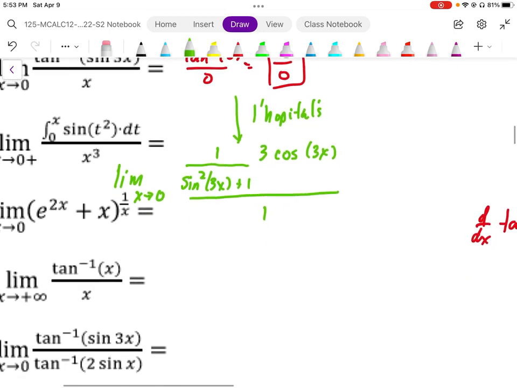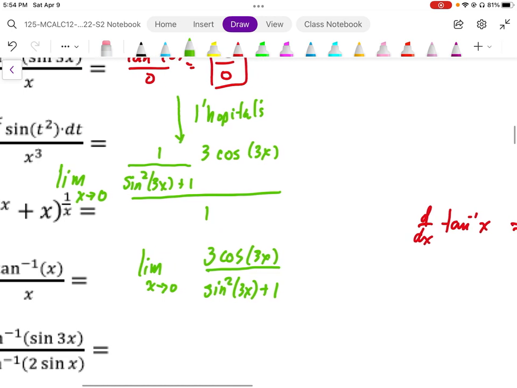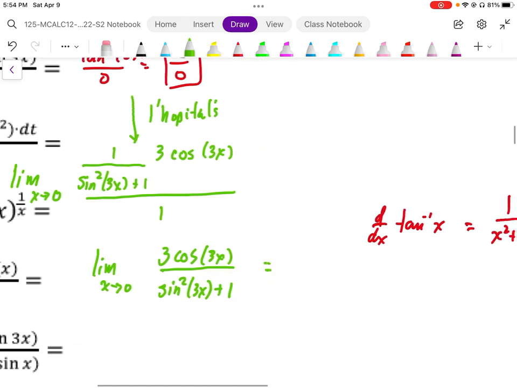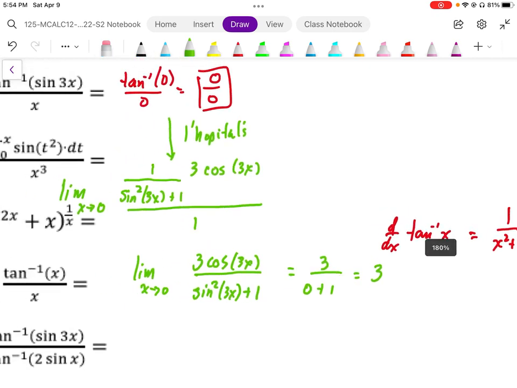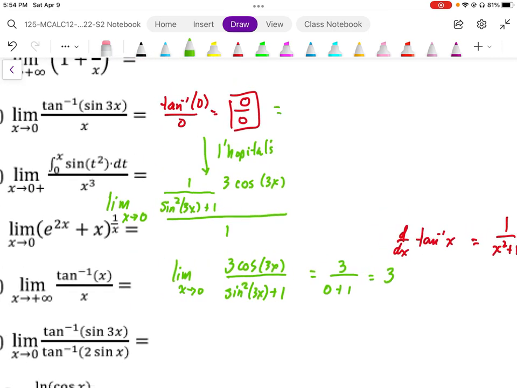So I'm going to simplify this. This becomes the limit as x approaches 0 of 3 cosine of 3x all over sine squared of 3x plus 1. Plugging this in, we can evaluate this limit. The cosine of 0 is 1, so I end up with 3 in the numerator. Sine of 0 is 0, so I end up with 0 squared plus 1. So that works out to be 3. The limit of this expression is equal to 3.